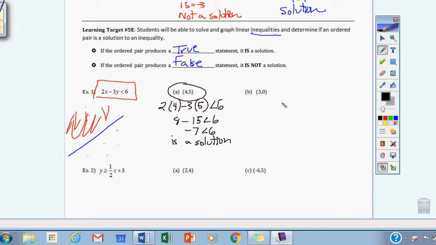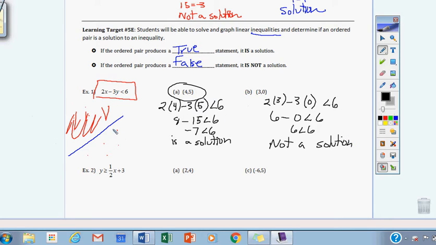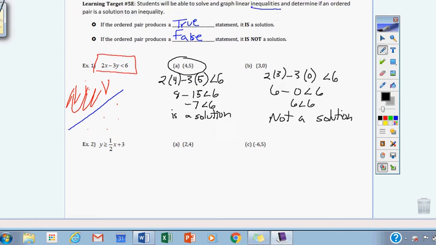Okay, then they're saying go ahead and check this one. Well, we do it again. 2 times 3 minus 3 times my y value of 0. And is that less than 6? Well, when you look here, you get 6 minus 0 is less than 6. Is 6 less than 6? And since 6 is not less than 6, that's not a true statement, it's a false statement. I don't put false. These aren't the answers. I say it is not a solution. Okay, so basically if you think this through, and I'm going to tell you about this, one of these points is going to be on the shaded region, one of these is going to be in the non-shaded region if we were to graph it.